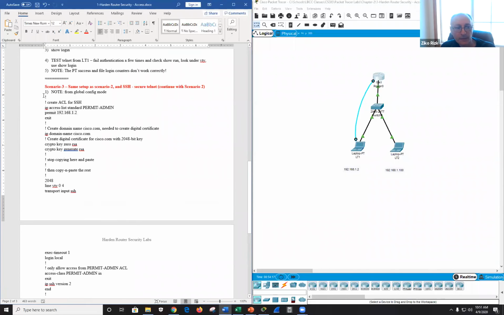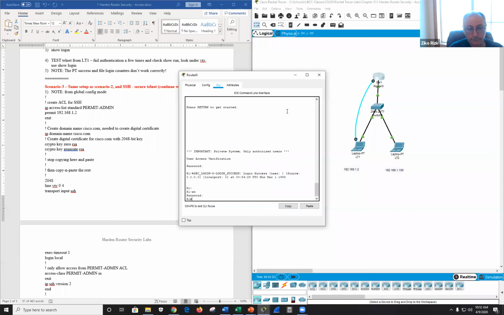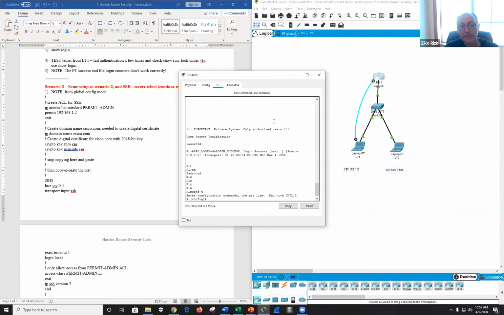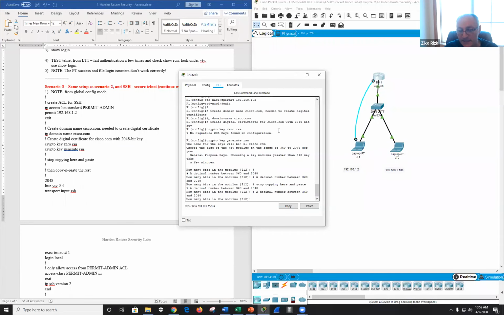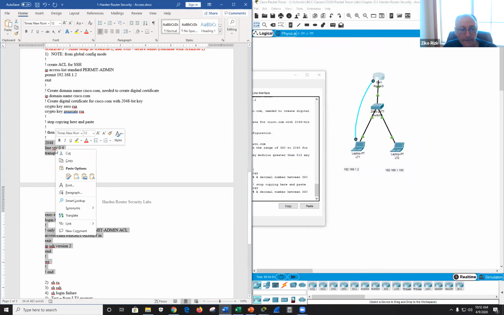So let's go ahead and copy and paste down to here. Timed out again. And you can see it's asking for the length of the key. 512 is way, way too short. 1024 is way, way too short for PKI. So 2048 and up. And then I'm going to give it the answer and finish.